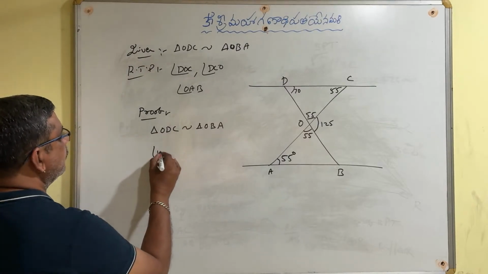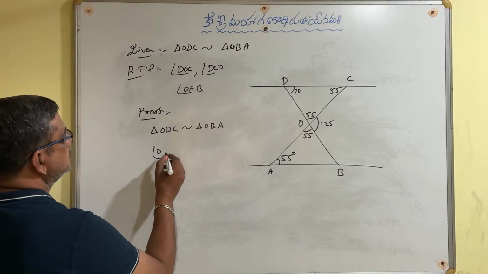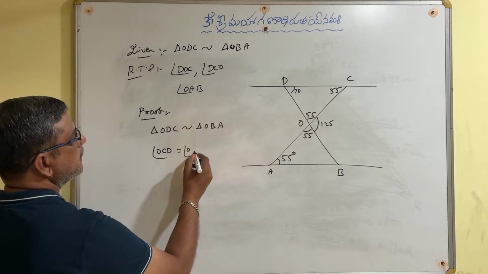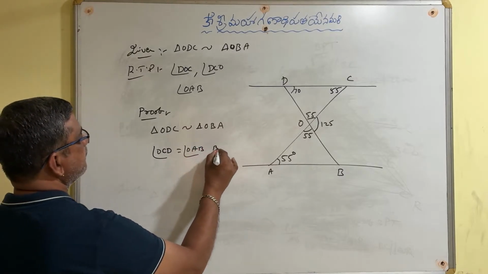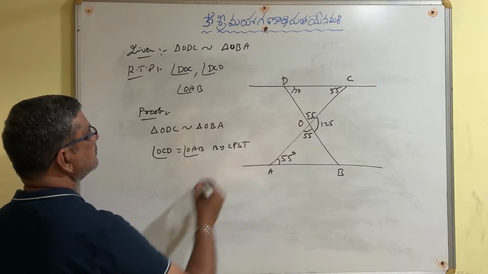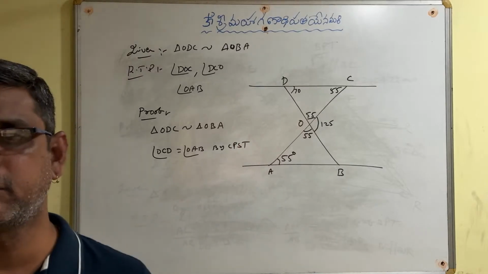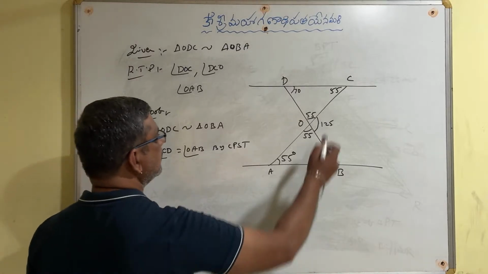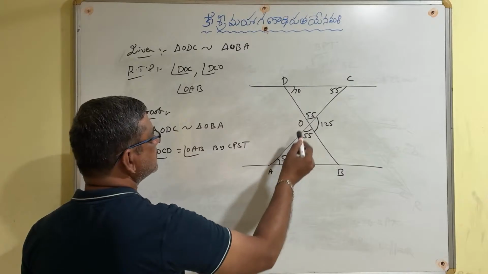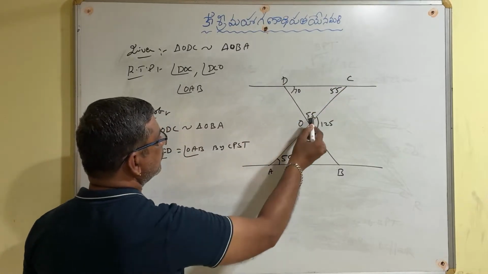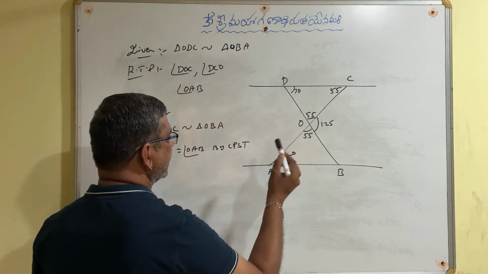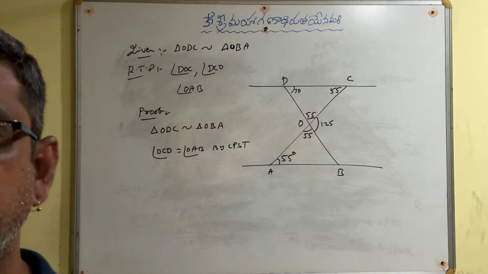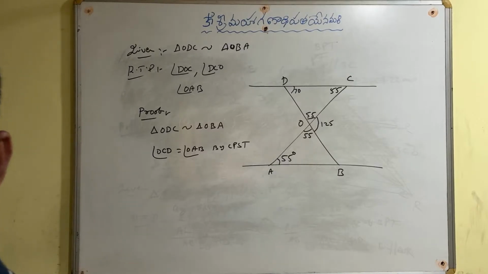Angle OCD is equal to angle OAB by CPST, corresponding parts of similar triangles. If this is 55, this is also 55, because triangle ODC is similar to OBA, so this angle is equal to this angle. So the problem is done.